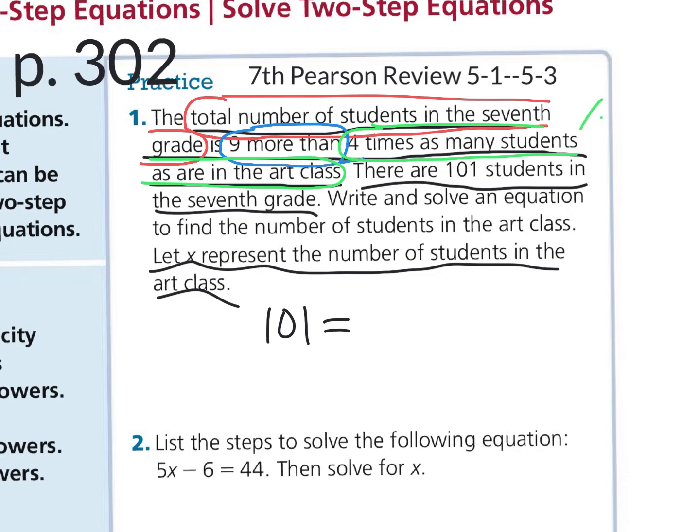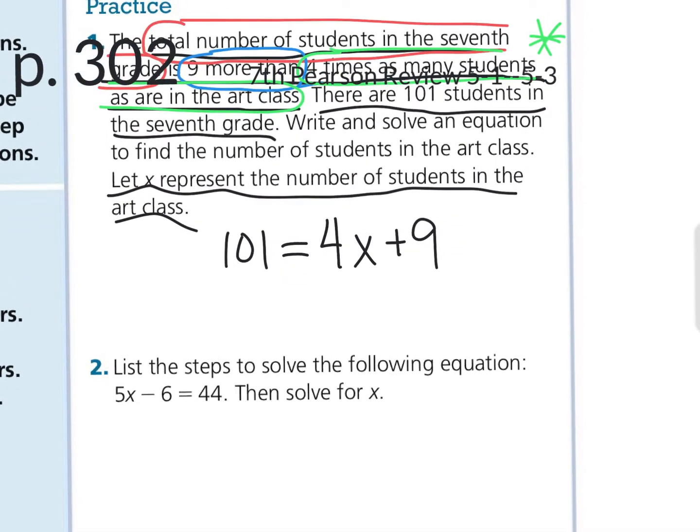Okay, I'm going to start with this part about the art class, and then we'll look at the 9 more than part. So the people in the art class is X. 4 times as many students as are in the art class would be 4 times X. We want 9 more than that. So this could be our equation, one way of writing that.